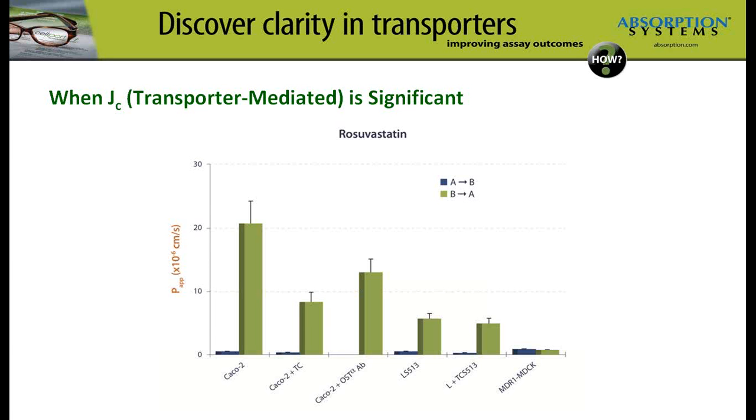Also in MDR1-MDCK cells, no expression level of OST was ever found. As such, rosuvastatin didn't show efflux in MDR1-MDCK cells. These slides indicate that the presence of a basolateral uptake transporter may be necessary for certain compounds to show efflux property.